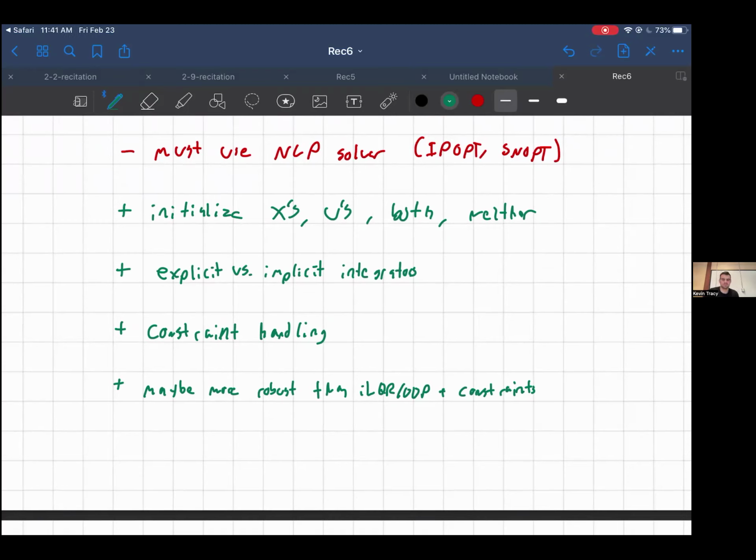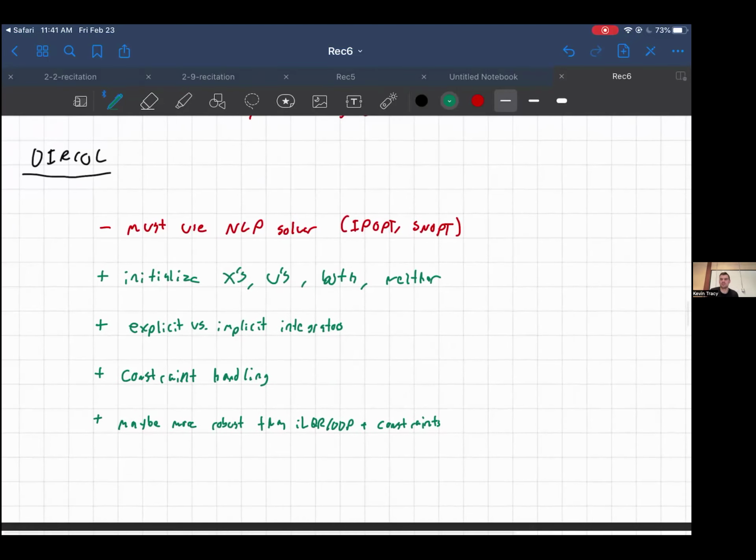It can be a lot more robust, which is in some problems really important. Does someone have a question? Yes, for trajopt, why doesn't it matter whether we use explicit or implicit? So this is not for trajopt, this is for DIRCOL. And I'm going to go over this in just a few minutes because this is what we'll be doing in homework 3. And once we write out the full problem, you'll see why it doesn't really matter if we use explicit or implicit. Sound good? Okay.